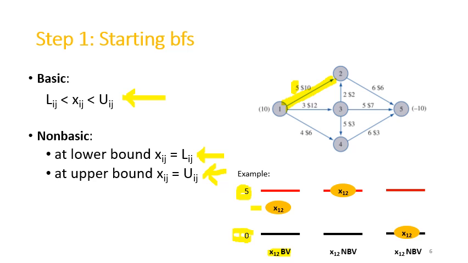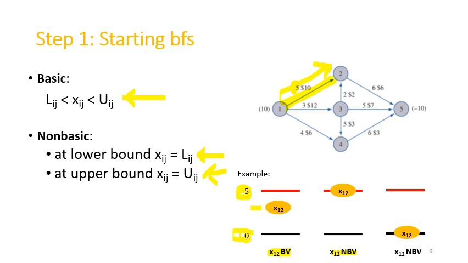that kind of solution. Suppose we have another solution in which x12 equals 5, which means that we are sending 5 units of flow from 1 to 2. In that kind of solution, x12 is a non-basic variable. Let me repeat. In that case, x12 is a non-basic variable.